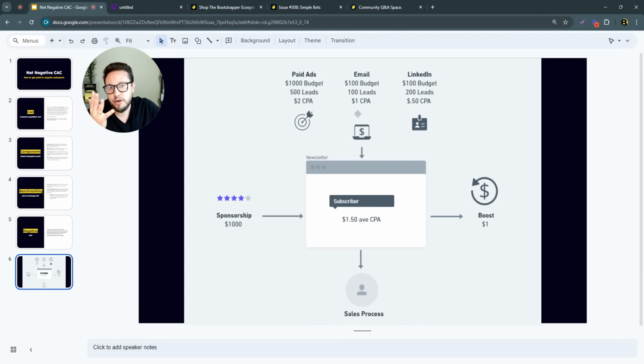In this type of strategy, there's still a budget, right? Because you need to have the infrastructure, the software. So this is where software would come into play. And you have $100 worth of software a month, and you get 100 leads. So it's $1 CPA, right?